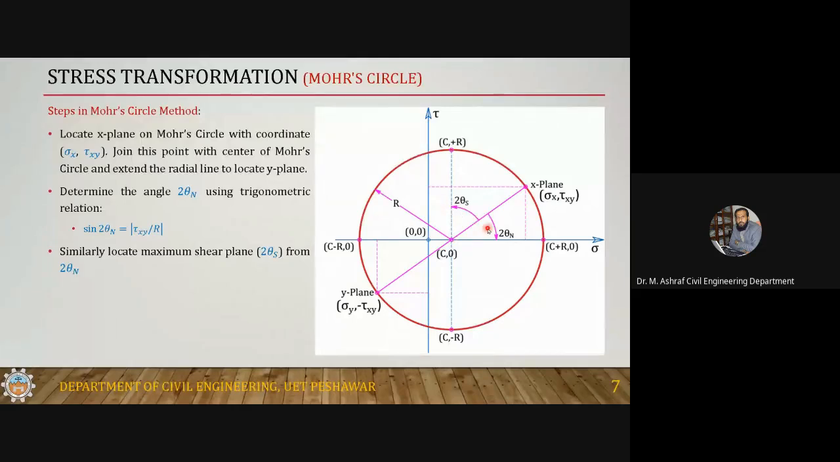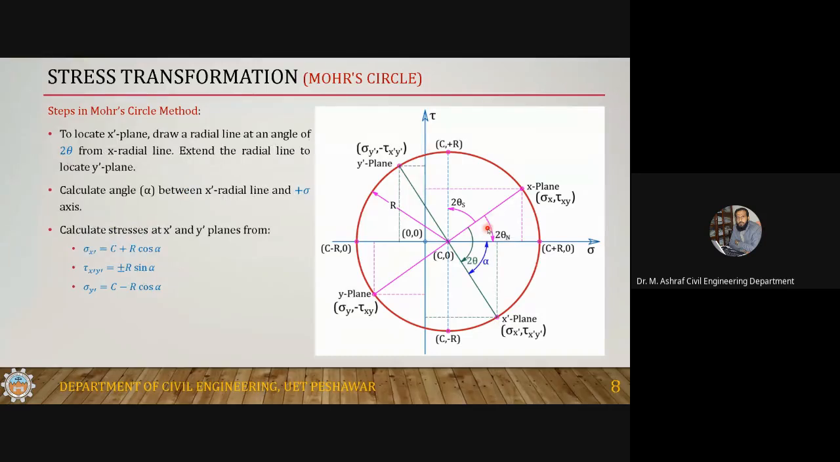Okay. So now you located the x-plane on the Mohr circle. And then, with reference to that x-plane, you located the principal plane and the maximum shear stress plane. Now you know the principal plane and the principal stresses, and you know the maximum shear plane and the maximum shear stresses. ठीक है ना? अब आपको ये पता है.